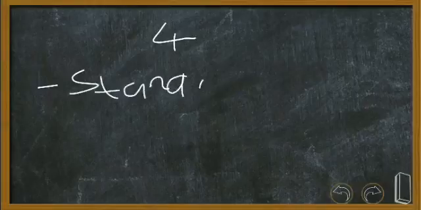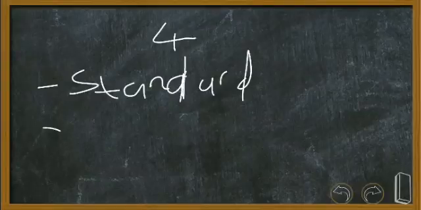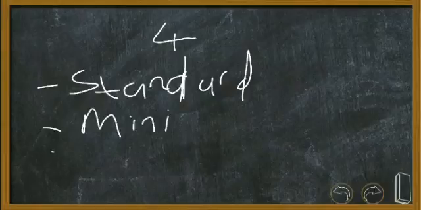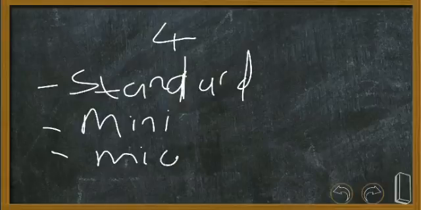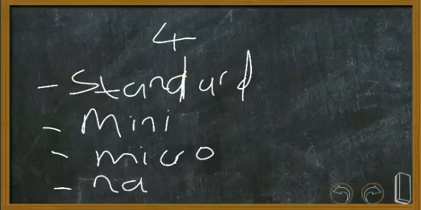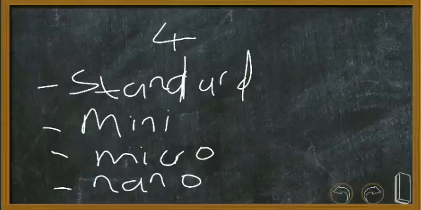The first one is the standard. The second one is the mini. The third one is the micro. Then in some cases, but I've never seen a broker offering this one, there's a nano volume. So we will be dealing with these three. We will cross out this one.